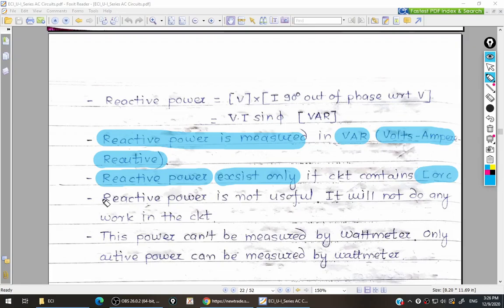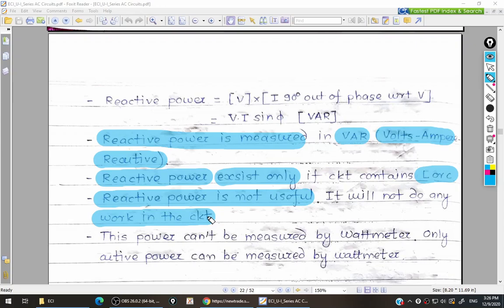Okay, and since this power is not consumed in the circuit, this power is never useful, because this power is only flowing from source to the load, and it is not doing any work, it is just getting returned back from load to the source. So it will not contribute anything to the circuit, it will just circulate through the circuit, and unnecessarily current is flowing through the circuit, so it will increase the load on your circuit. So reactive power is always unusable power.